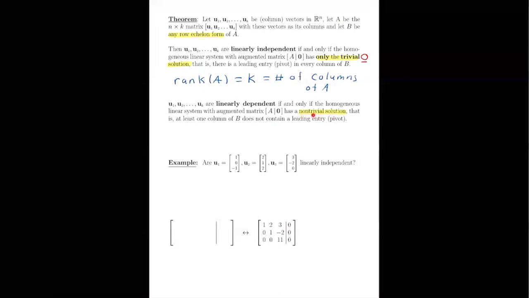So if it has a non-trivial solution, we know that a system of equations cannot have just two solutions, so there would have to be infinitely many. So checking if there's a non-trivial solution is in fact, in this case, the same as checking if there are infinitely many. So in this case, having a non-trivial solution means infinitely many solutions.